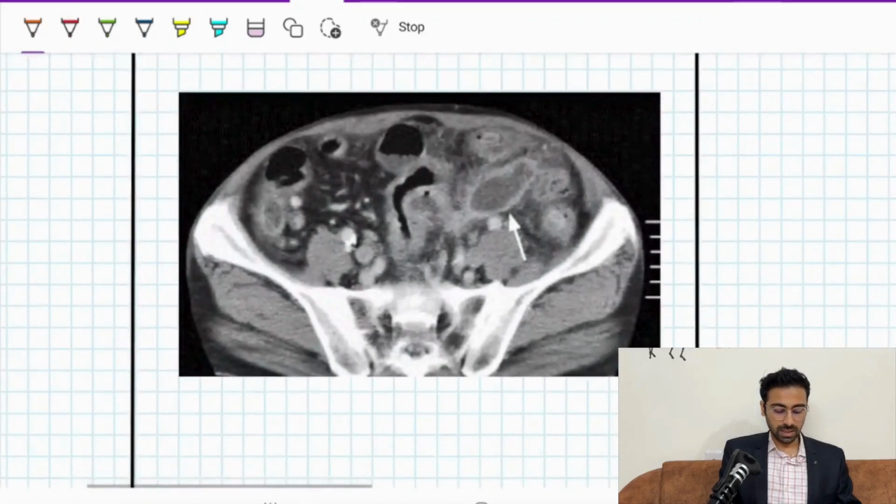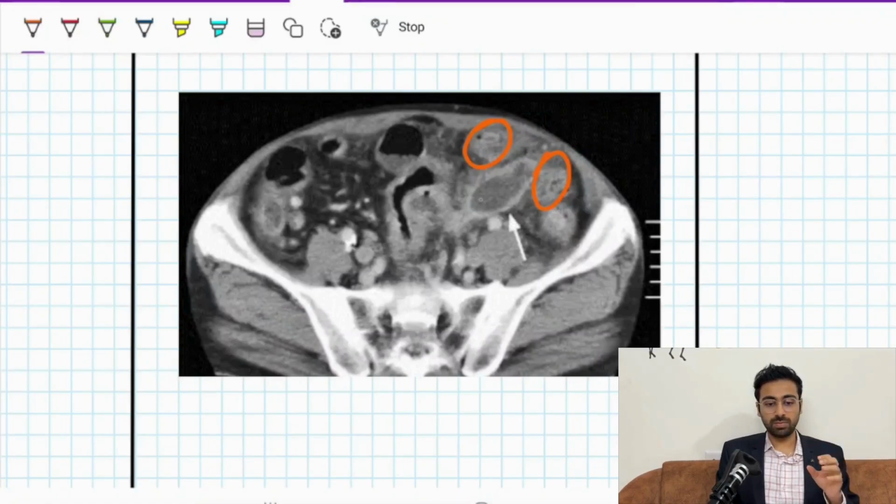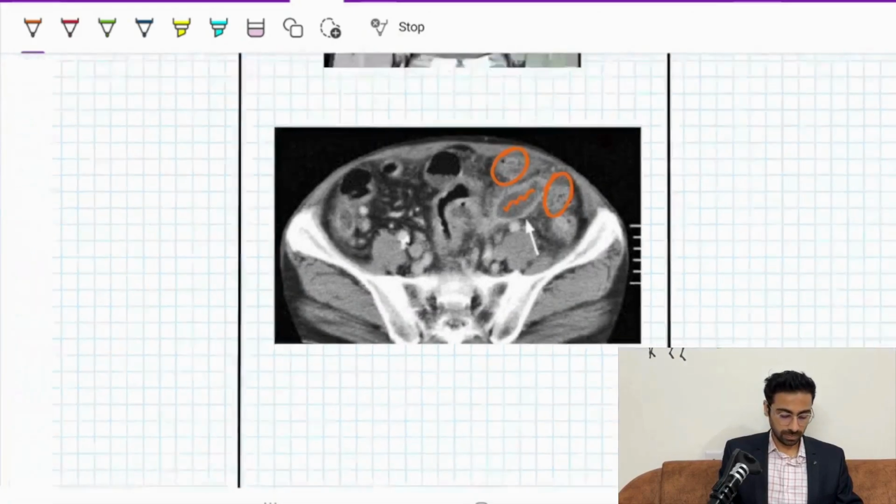This is another patient. Actually, these are the thickened bowel loops, and the one represented by the white arrow is actually a peripheral enhancing collection. This particular structure is a peripherally enhancing collection, and this was an abscess as a complication of Crohn's disease.